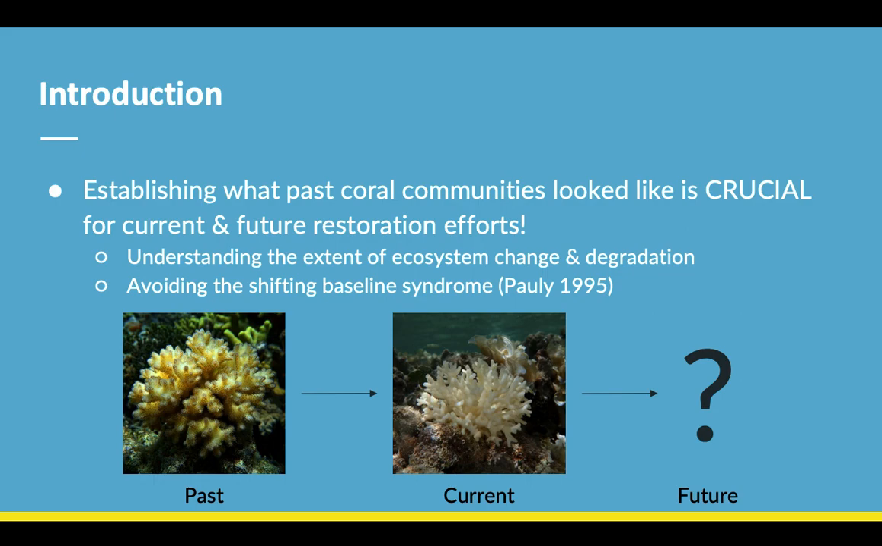So, as I'm sure most of us know here, establishing what historical communities look like is really important for both the restoration that we're doing today, as well as what we're planning to do in the future. Understanding the extent of ecosystem change through time lets us know if our ecosystem is degraded or if it's doing better, and generally gives us a sense of what's going on in our system. It's also really important to look at historical data because we want to avoid the shifting baseline syndrome.